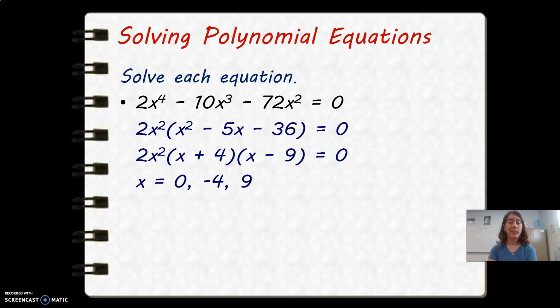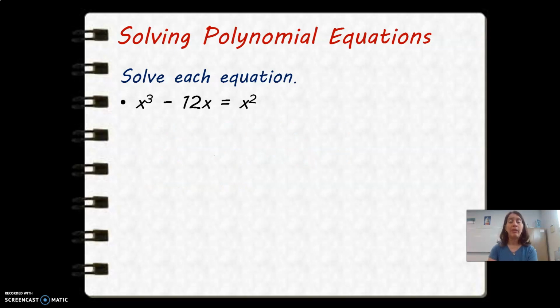Let's work through a few more of these questions together that you'll be doing for your homework tonight from your textbook. The next equation that we're going to try to solve, x to the 3rd minus 12x is equal to x squared. Now notice this question, unlike the other 2 that we've done so far, is not set equal to 0. So that we're going to have to do first.